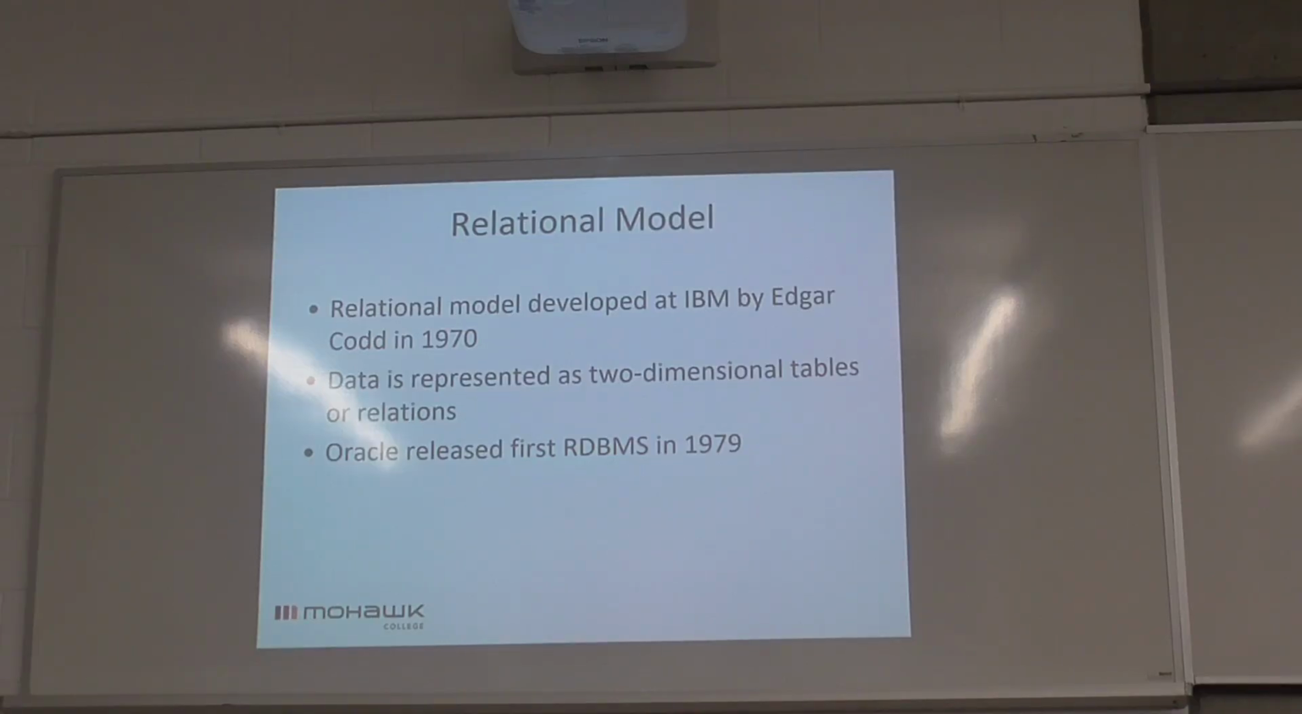The relational model was developed at IBM by Edgar Codd in 1970, which is a very long time ago indeed, 55 years ago. Data is represented as two-dimensional tables or relations, yes we know. Oracle released its first database management system in '79. And they really haven't budged since then. Not really.